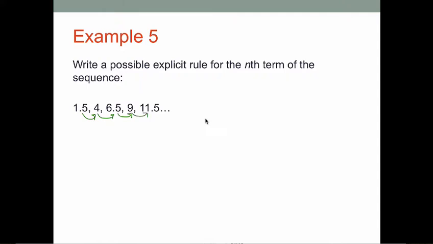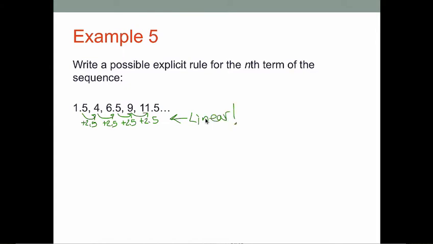to the next. So to get from 1.5 to 4, we'd have to add 2.5. To get from 4 to 6.5, we'd have to add 2.5. 6.5 to 9, we'd have to add 2.5. And 9 to 11.5, we'd have to add 2.5. So we have this constant rate of change to get from one number in our list to the next, meaning that this is going to represent a linear model.